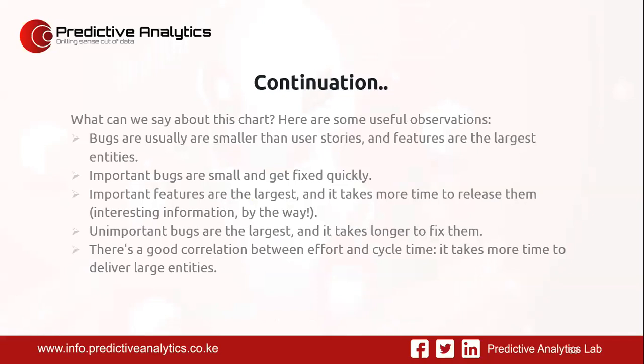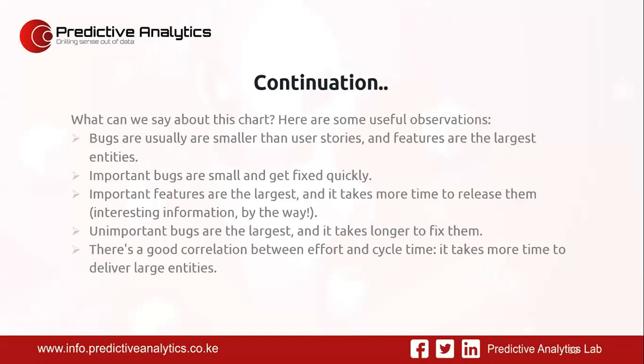Here are some very useful observations. Bugs are usually smaller than user stories. I'll get back again to the chart. Bugs are usually smaller than user stories, and features are the largest entities. That's by looking at that chart. Important bugs are small and get fixed quickly. Important features are the largest, and it takes more time to release them. Interesting information, by the way. Unimportant bugs are the largest, and it takes longer to fix them. There's a good correlation between effort and cycle time. It takes more time to deliver large quantities.